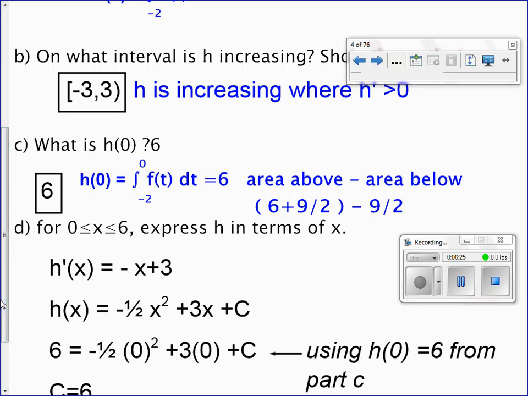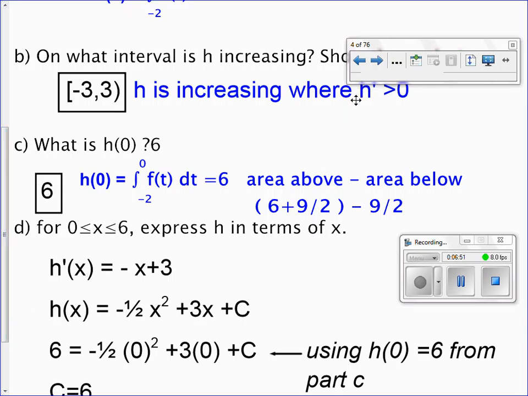H of 0 is the definite integral from -2 to 0. So as long as that lower limit of integration is less than the upper, which it is, just look at the graph and take the area between -2 and 0. You see how it's 6 boxes on yours? Yes, so that's what the definite integral is. And it's all above the x-axis, so it's just positive 6.